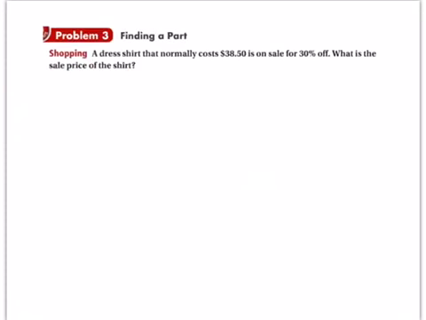Okay, in problem 3, we have a word problem. A dress shirt that normally costs $38.50 is on sale for 30% off. What is the sale price of the shirt? So I always do this in 2 steps. Step 1 is going to be my is over of equals percent over 100.